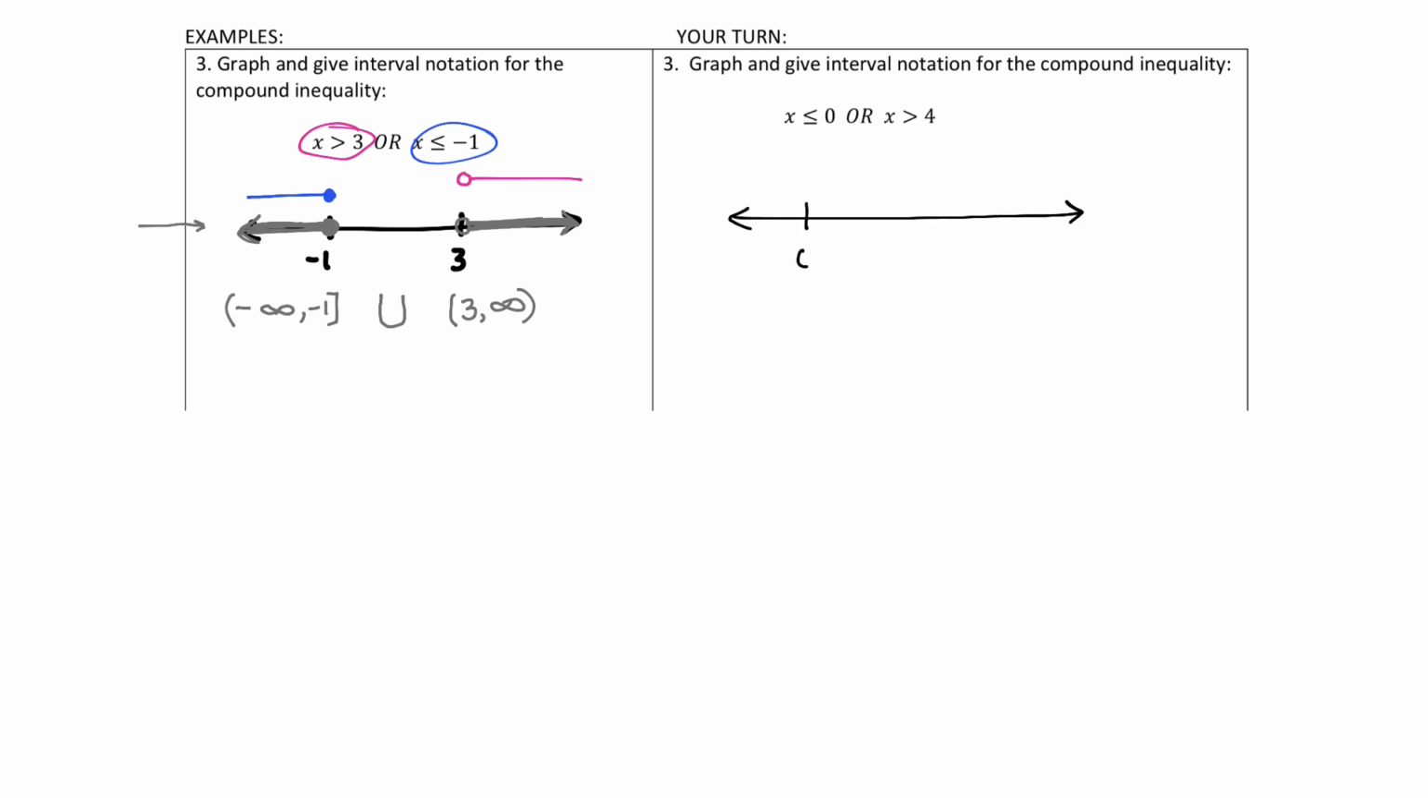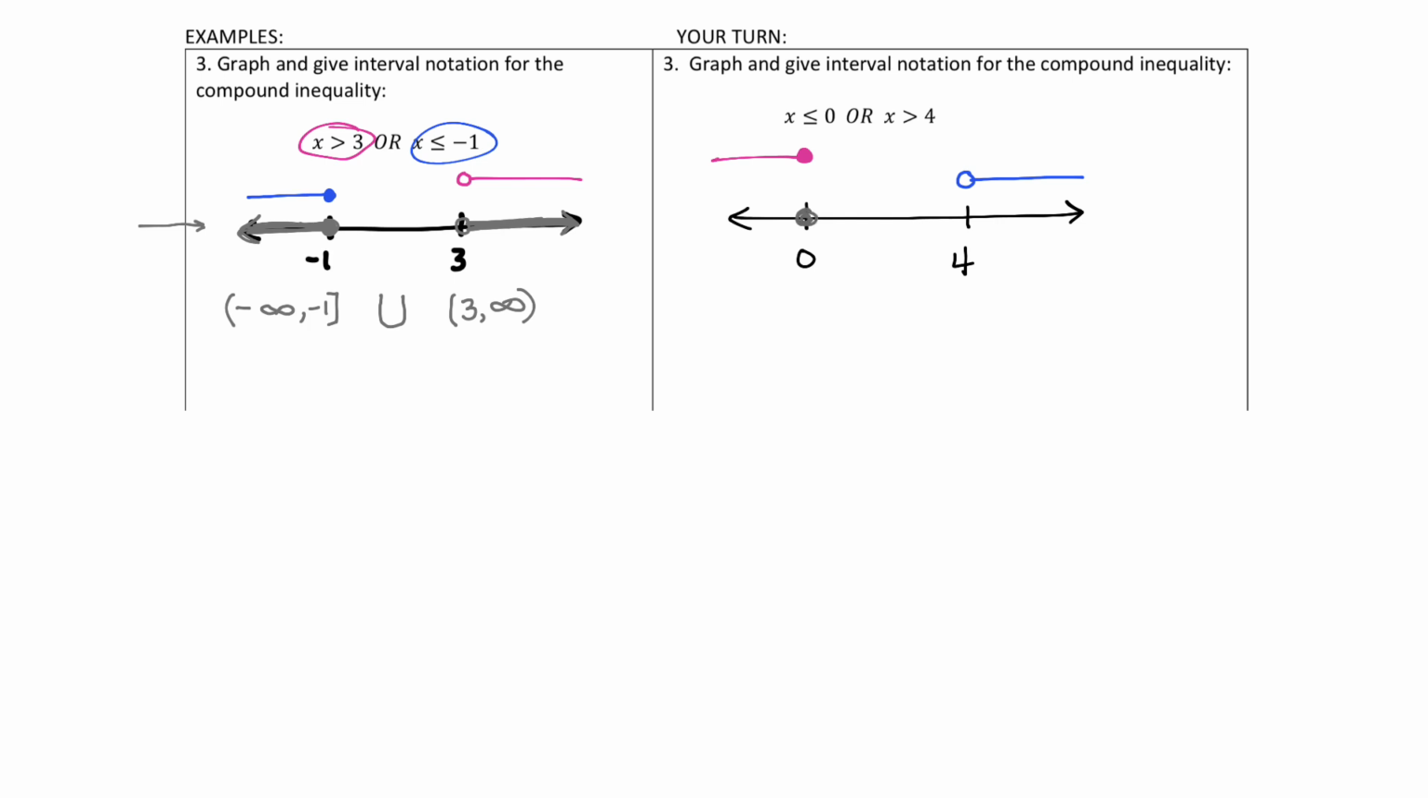Okay, I've got my number line. This time the numbers are in order. 0's on the left and 4's on the right. At 0, it's going to be a closed circle because of this line, right? Points to the left, so I'm going to draw to the left. 4 is an open circle, points to the right, so I draw to the right. It's an or, so it's everything in both, which means you're going to shade all of it.